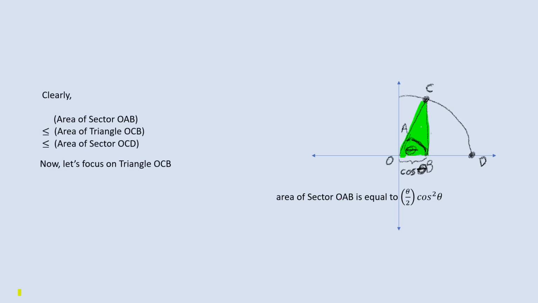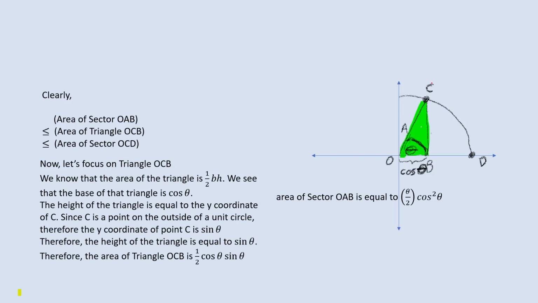Well, this is kind of interesting because we already know what the base of that triangle is. It's equal to cos theta, the x-coordinate of B, based on all our previous discussion. Well, what's the height of that triangle? The height of that triangle is going to be equal to the y-coordinate of C, right here.